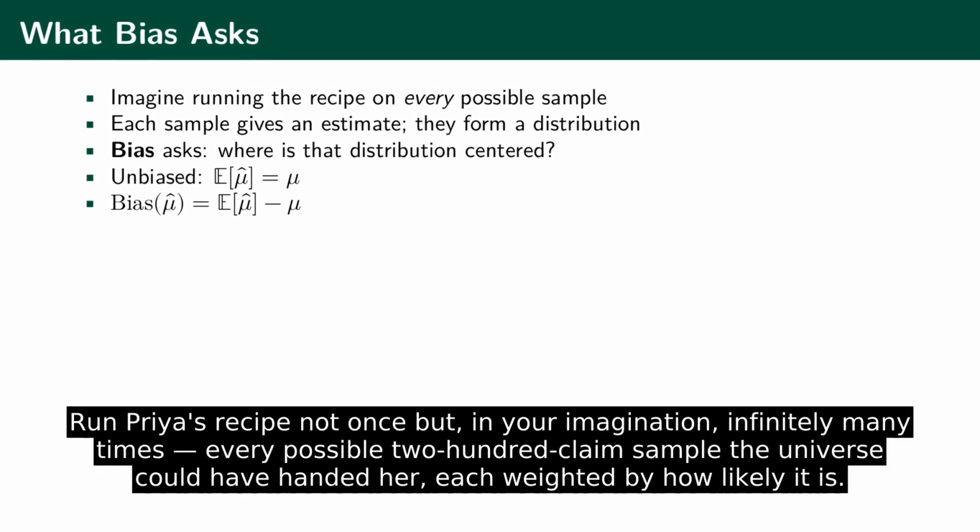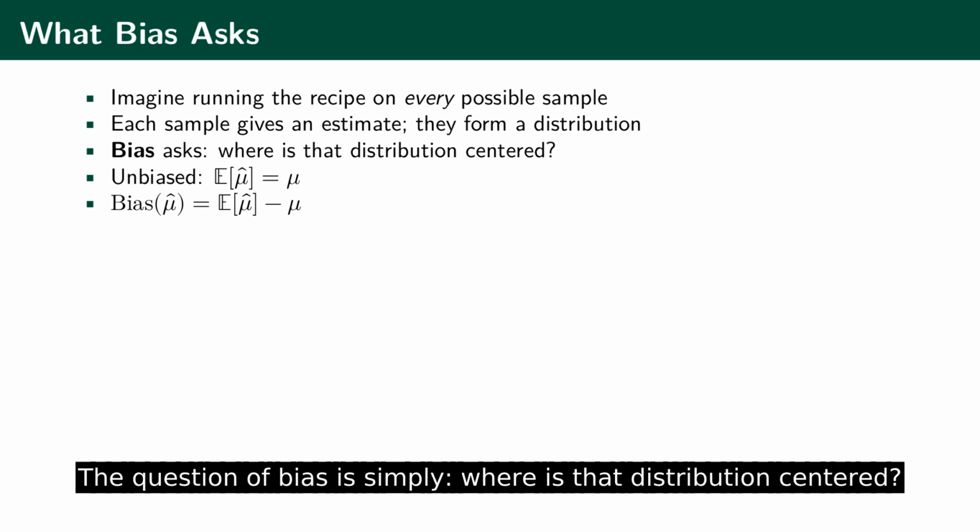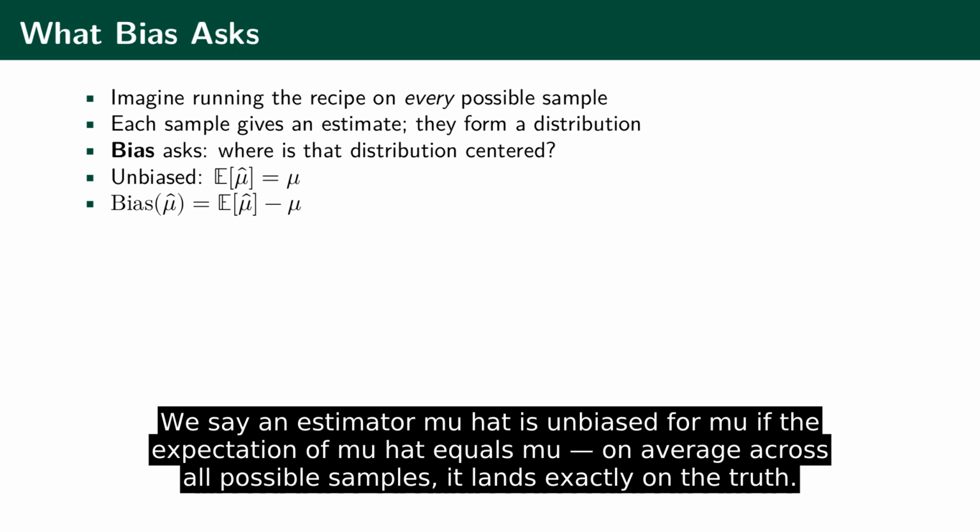Run Priya's recipe not once, but, in your imagination, infinitely many times. Every possible 200 claim sample the universe could have handed her, each weighted by how likely it is. Each sample produces an estimate. Those estimates form a distribution. The question of bias is simply, where is that distribution centered?